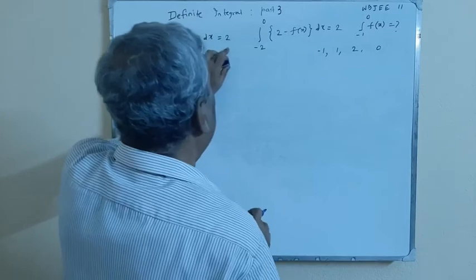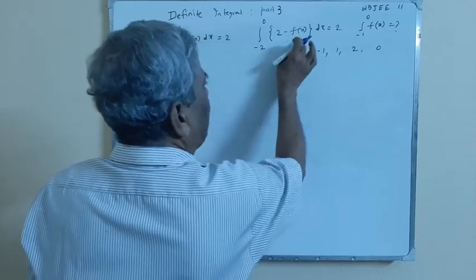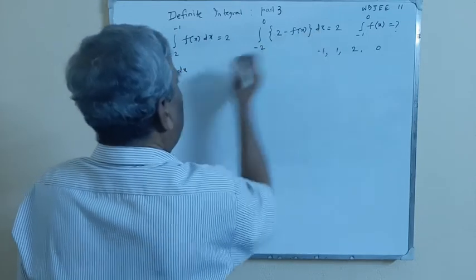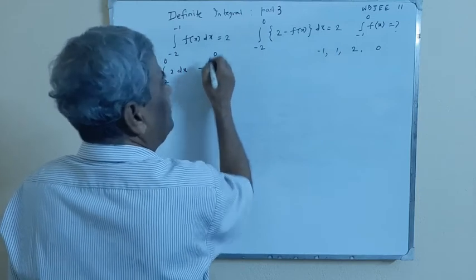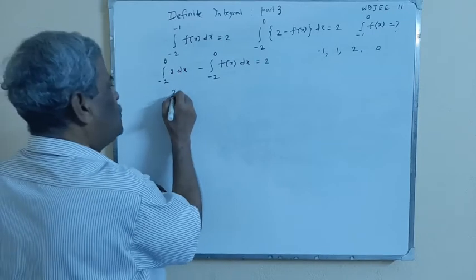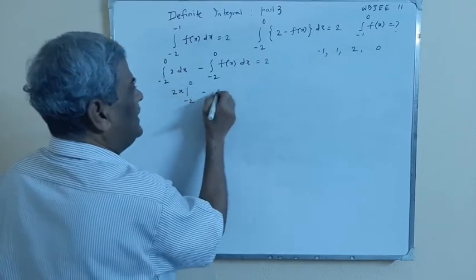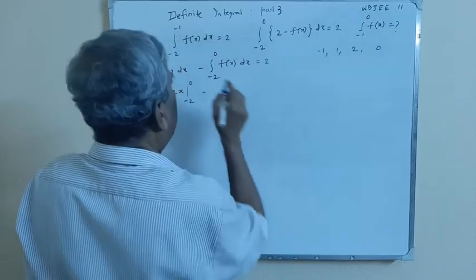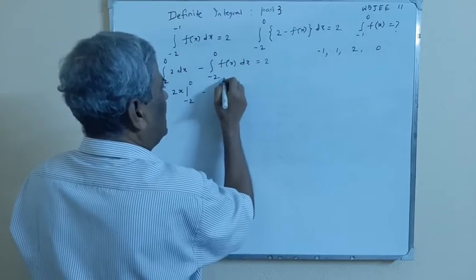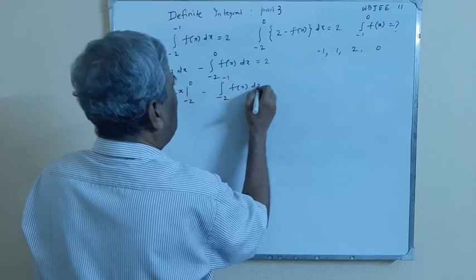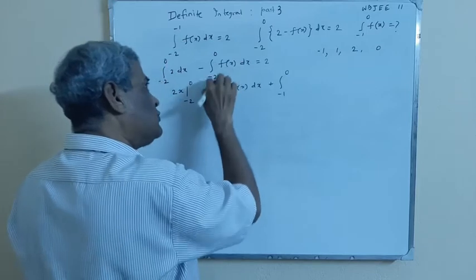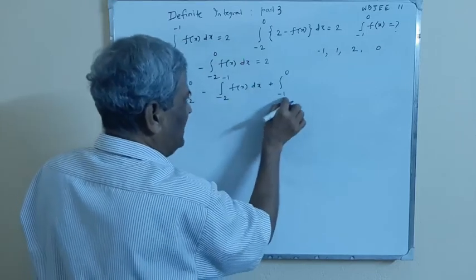So we are given this is equal to 2 and that is equal to 2. I start from here, this part only: the integral from -2 to 0 of 2 dx minus the integral from -2 to 0 of f x dx is equal to 2. We can integrate it very easily. It is 2x from -2 to 0 minus, we want -1 to 0. And -2 to -1, this value is also known to us. So it is the integral from -2 to -1 of f x dx plus the integral from -1 to 0. I have taken -2 to -1 and then -1 to 0 of f x dx.